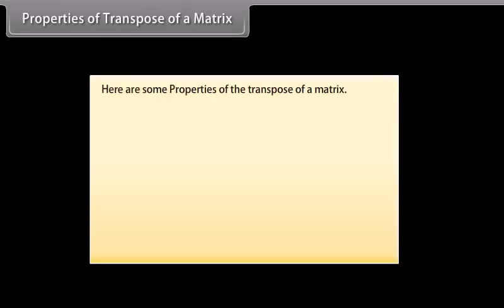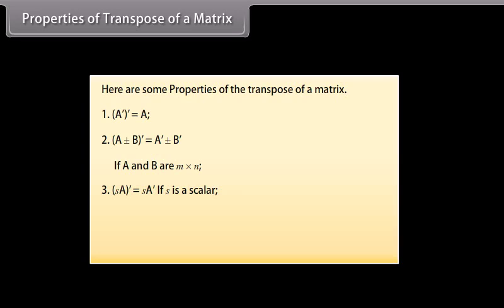Properties of transpose of a matrix. Here are some properties of the transpose of a matrix. First, transpose of transpose of matrix A is equal to matrix A. Second, transpose of A plus or minus B is equal to transpose of A plus or minus transpose of B if A and B are m by n.